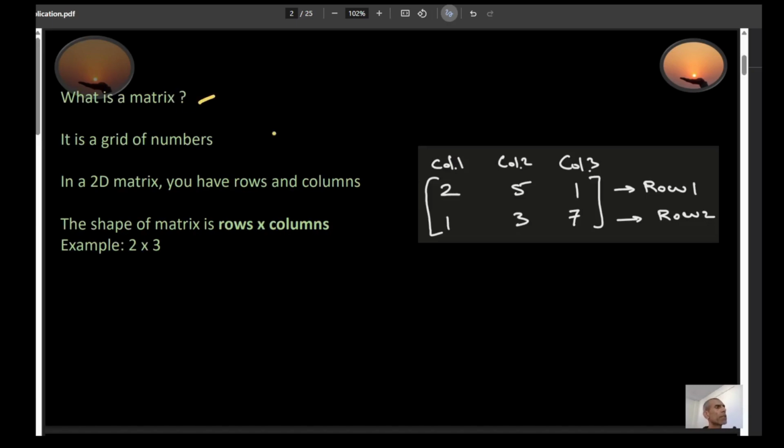What exactly is a matrix? Well, it is a grid of numbers. So in a two-dimensional matrix, you have rows and columns. So suppose these are your numbers right here: 2, 5, 1, 1, 3, 7. This is a matrix right here.